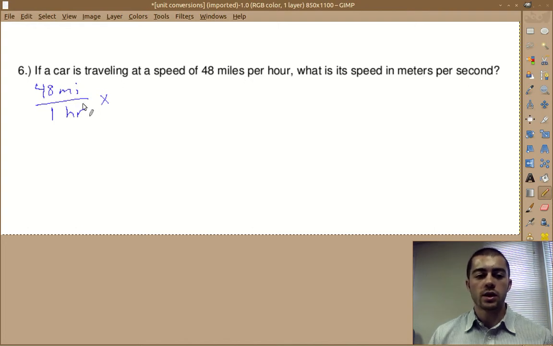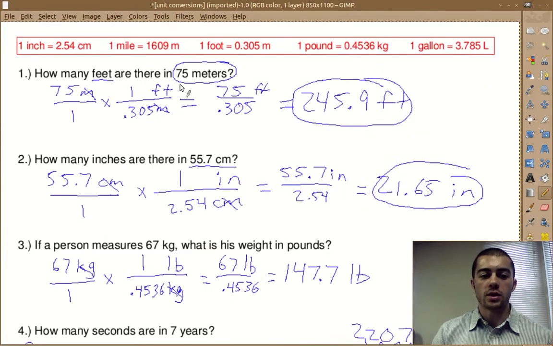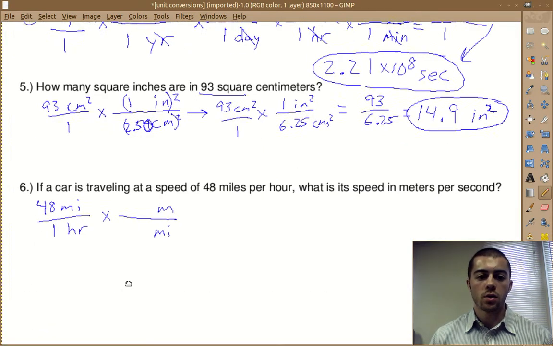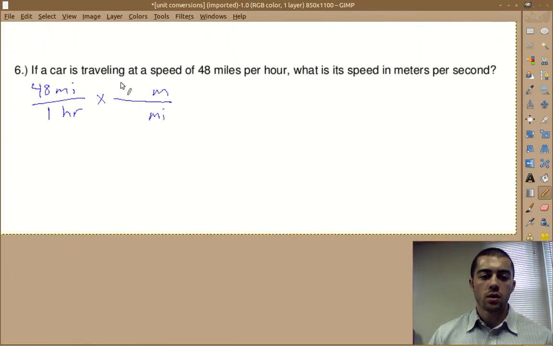So really you just want to take this one step at a time. We can work with the miles first, and we want to convert miles into meters. So if we go back up to the top here, we have 1 mile is 1,609 meters. So 1,609 meters is 1 mile. We've eliminated miles here and gotten to meters, and that's one of our desired units at the end here.